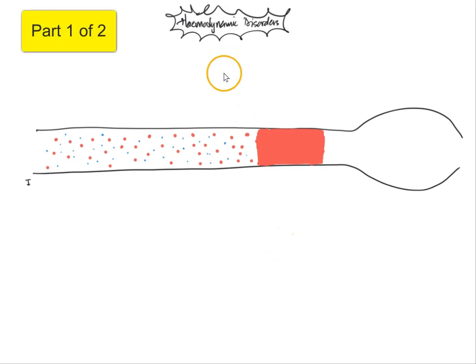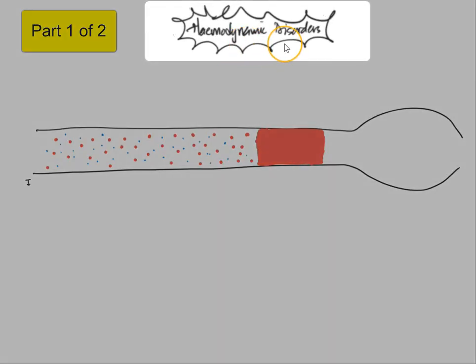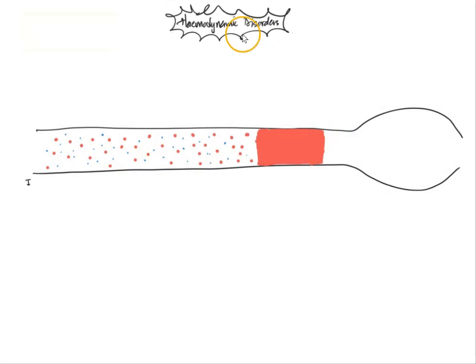Hello, this is part one of a two-video series covering hemodynamic disorders. So we are going to look at an updated mind map of what are the major events that can go wrong with blood vessels and in terms of hemodynamic disorders.